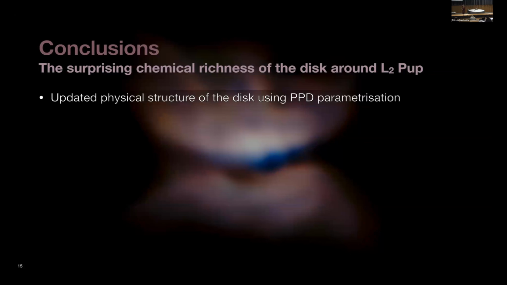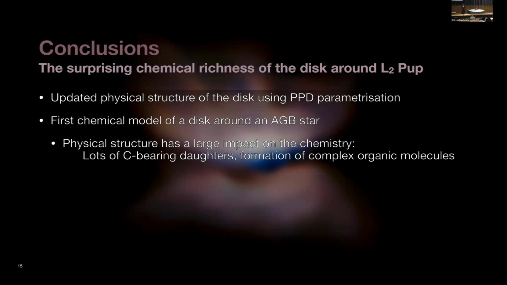We have updated the physical structure of the disk around L2 Puppis using a protoplanetary disk parametrization. And we used this to develop the first chemical model of a disk around an AGB star. And we find that the physical structure of a disk has a large impact on its chemistry. So there's quite a lot of carbon-bearing molecules floating around, including the formation of complex organic molecules. And using the model, we can tentatively age the disk at about 100,000 years.